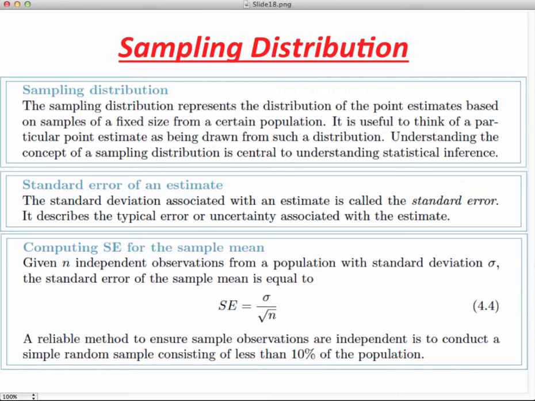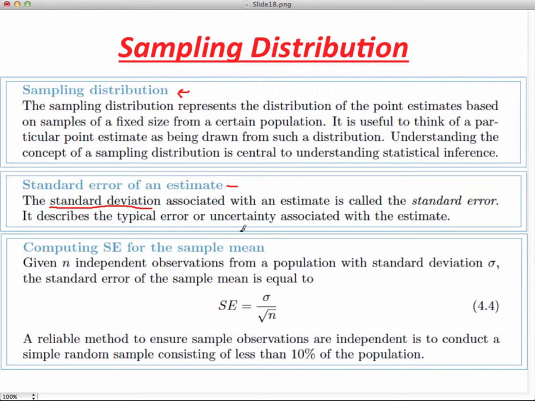Understanding the concept of sampling distribution is central to understanding statistical inference, and that's one of the key things we are doing in this class. So you want to make sure you understand what that box right here said. This is a very important concept: what do we mean by a sampling distribution. Now, the standard error of an estimate, the standard deviation associated with an estimate, describes statistical error or uncertainty associated with the estimate. A good way of thinking about it is that it is a standard deviation of our sampling distribution. So the standard deviation of the sampling distribution is the standard error of an estimate.